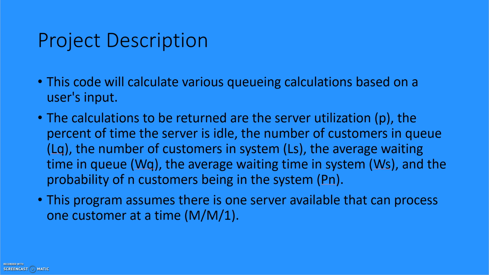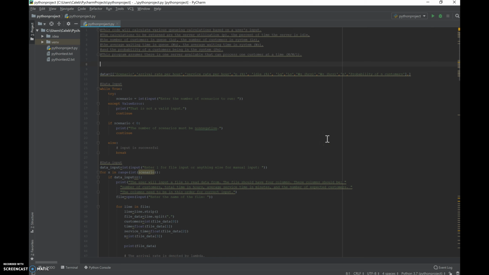This program assumes that there is only one server available that can process one customer at a time, which is the M/M/1 format. To create my program, I used PyCharm instead of Python, which is a downloadable program that is similar to Python, and I found it to be more user interactive and better to code with, and so I chose to use it.